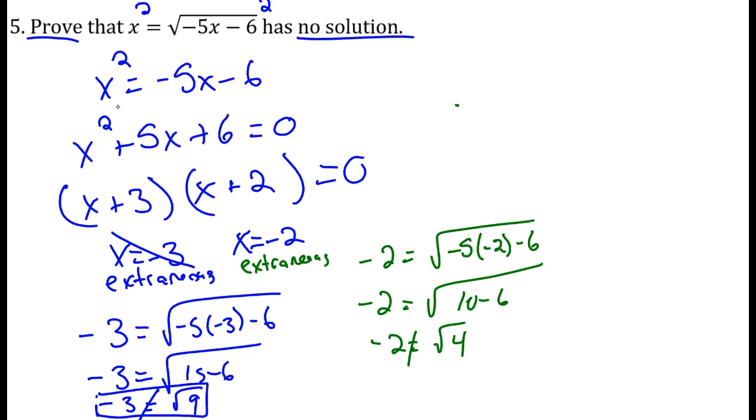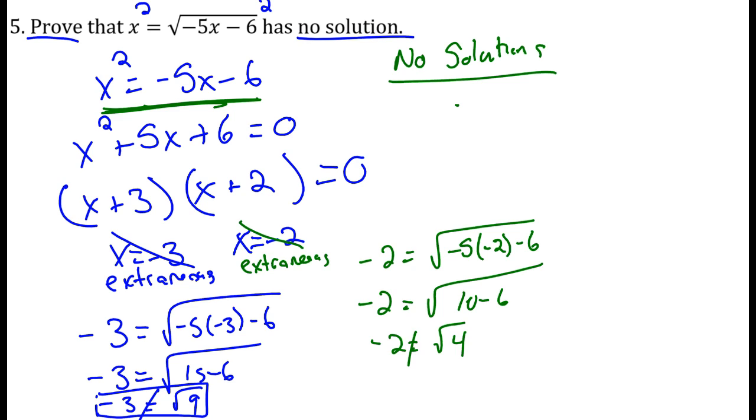It's a solution to our transformed equation, but it's not actually a solution to the original equation. So, we have shown that there are no solutions. We have proved there are no solutions to this equation. Don't panic because it says the word proof. You can only do that in geometry.